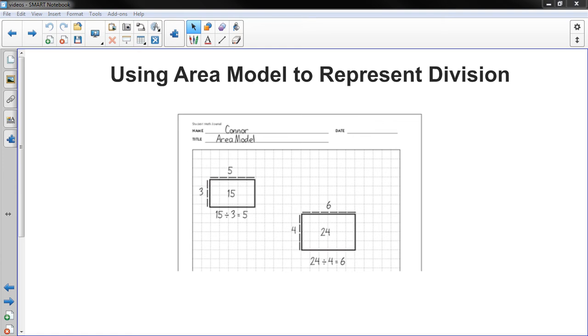Just like in multiplication, we can use the area model to represent division problems. And if you think about it, it kind of makes sense because division is really the opposite of multiplication. So with just a little tinkering with the area model method, we can solve division problems, or we can solve multiplication problems, either way. So it's a really good strategy. Let's get started with a couple problems.